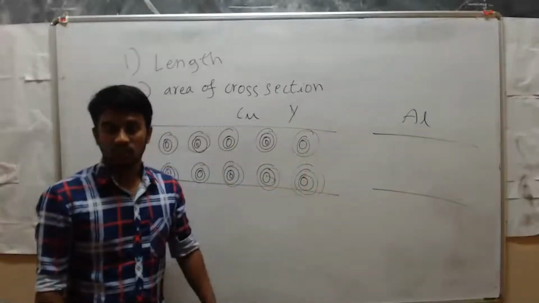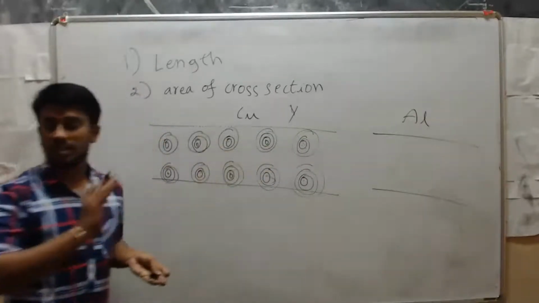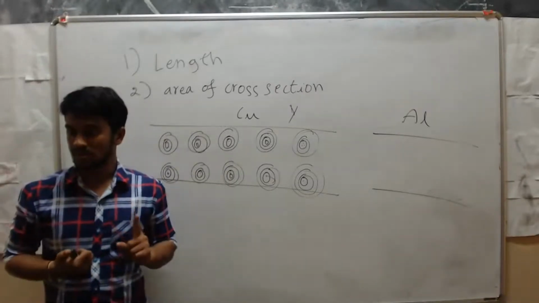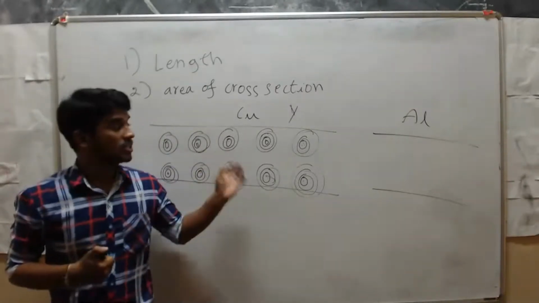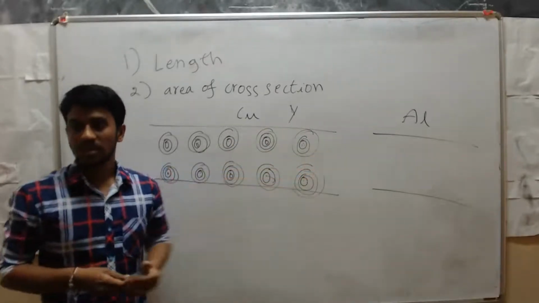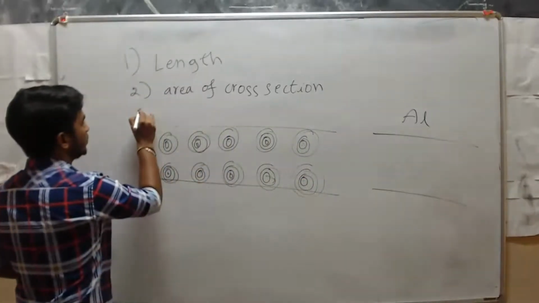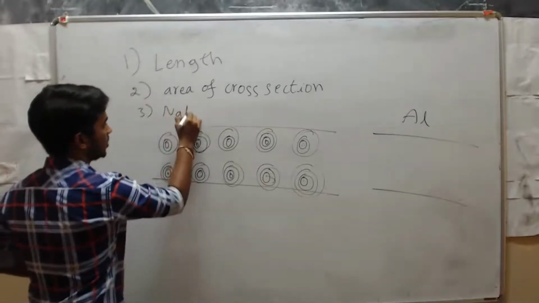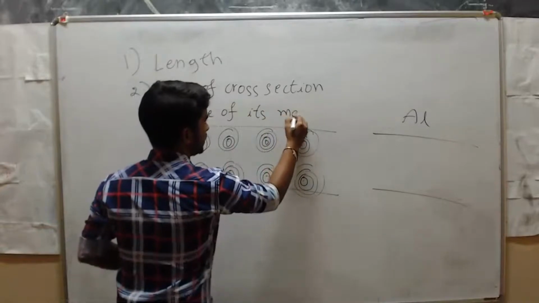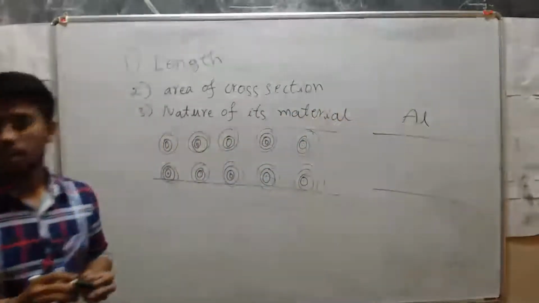So if you take the same length, same thickness, same area of cross section, everything the same, the resistance is still not the same. Why? Because the collision is different in copper and different in aluminum. So the third property is the nature of its material.